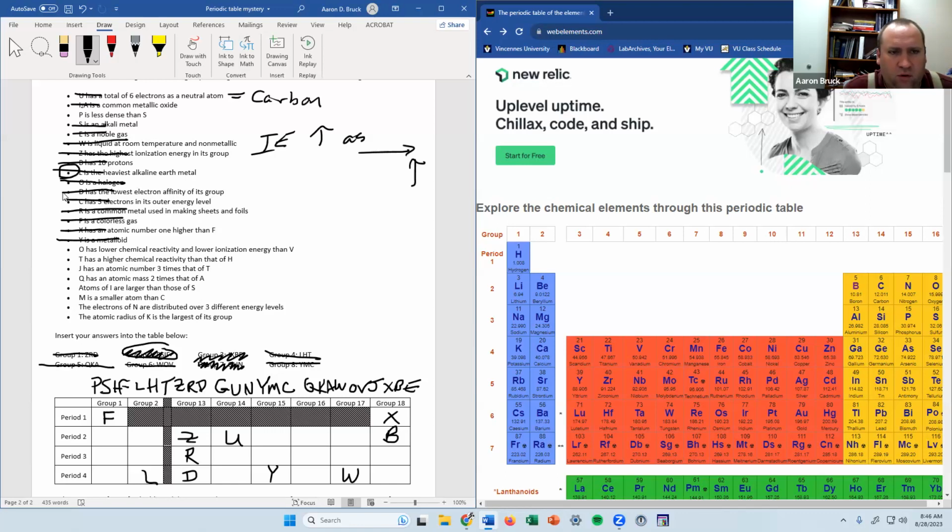Okay, O has a lower chemical reactivity and a lower ionization energy than V. Okay, so two things. Reactivity for nonmetals increases as you go up the group. And as we said, lower ionization energy. Ionization energy increases as you go up. So the lower ionization energy would have put the O down here, the V up here, but the chemical reactivity piece as well. So for nonmetals, as you go up the table, they get more reactive. For metals, as you go down the table, they get more reactive. And so in your comparisons between T and H, now we're on the metal side of the ledger. T is more reactive, so that means it's lower.